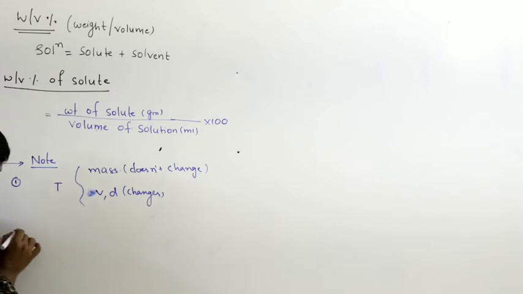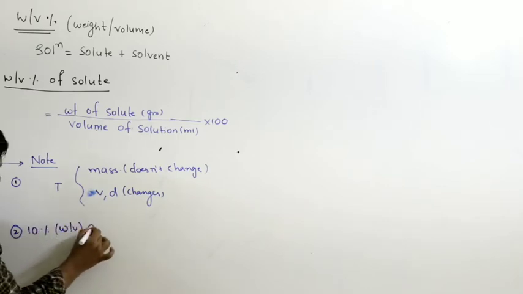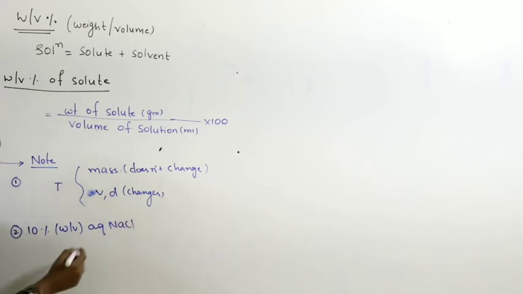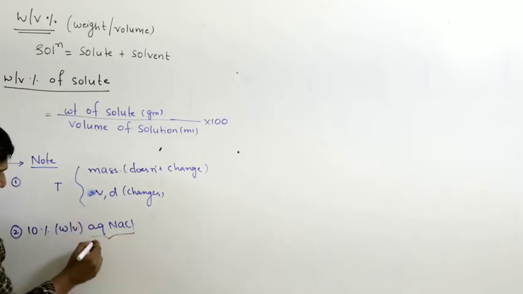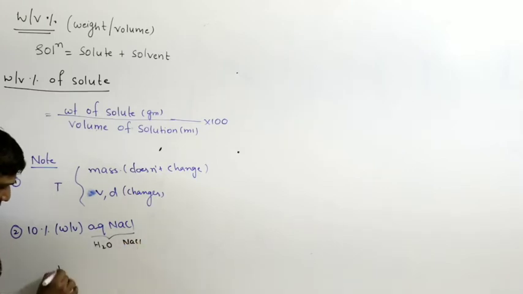Second one, let us take one example. 10% weight by volume aqueous NaCl. First, what is aqueous NaCl? Aqueous NaCl, there are two components. Aqueous means water. In this we are dissolving NaCl. So in a container I take some amount of water, a known amount of water.